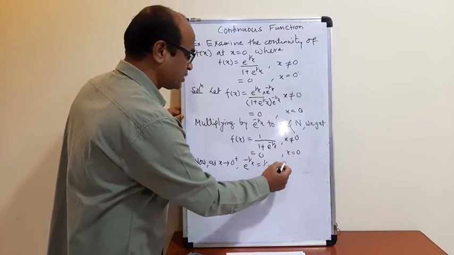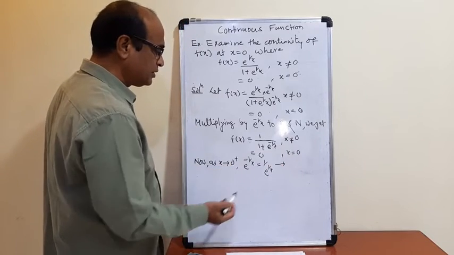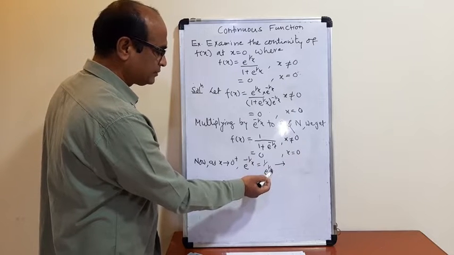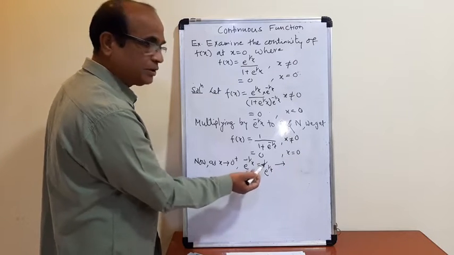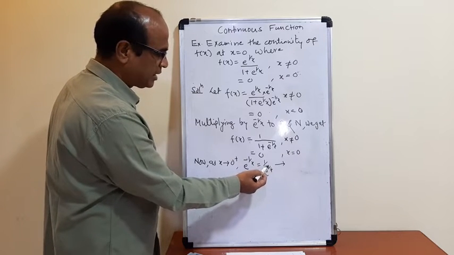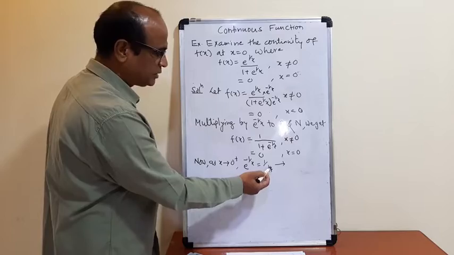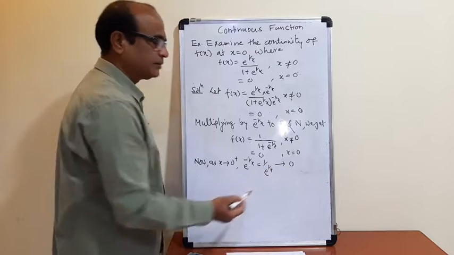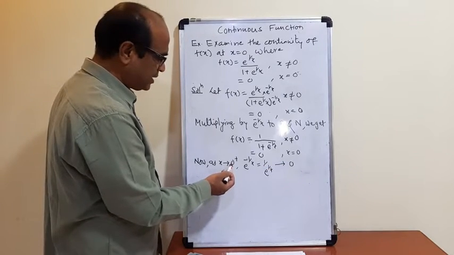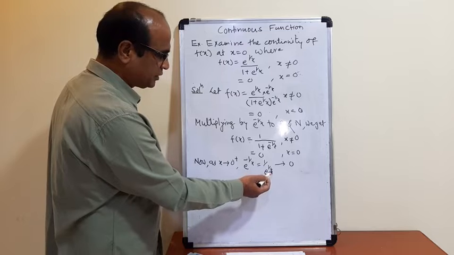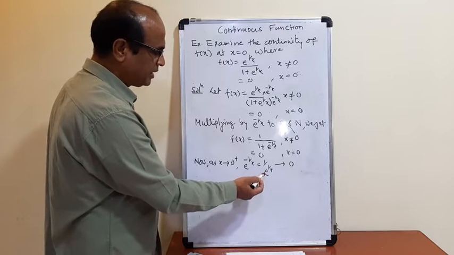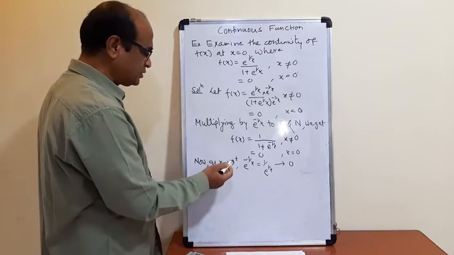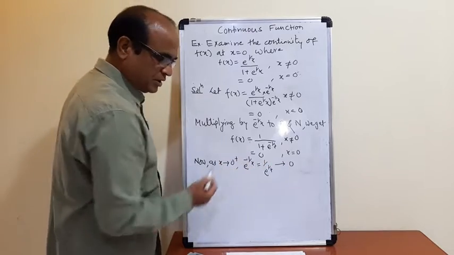So what does this tend to? As x tends to 0, 1/x becomes 1 upon 0, so that is infinity. So e raised to infinity is also infinity. So 1 upon infinity is 0. So as x tends to 0 plus, this tends to 0 here.